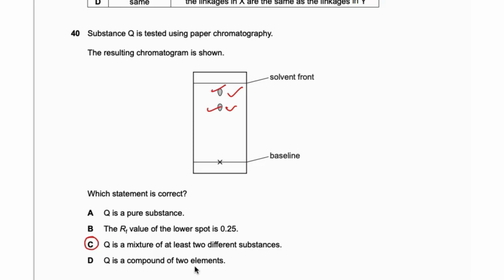Q is a compound. It is wrong because a compound cannot be separated through chromatography. So the right answer is C. So we are done with all the 40 questions now.